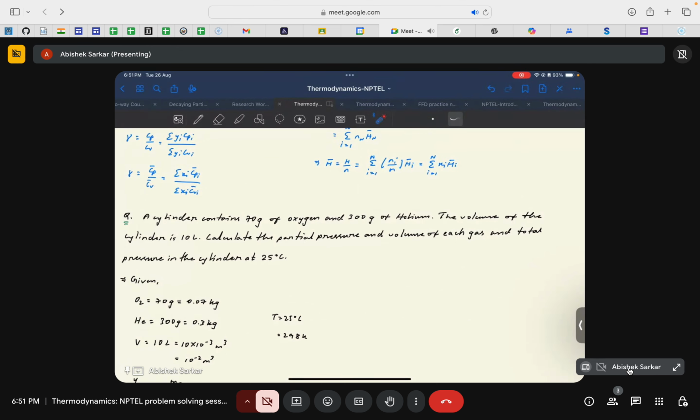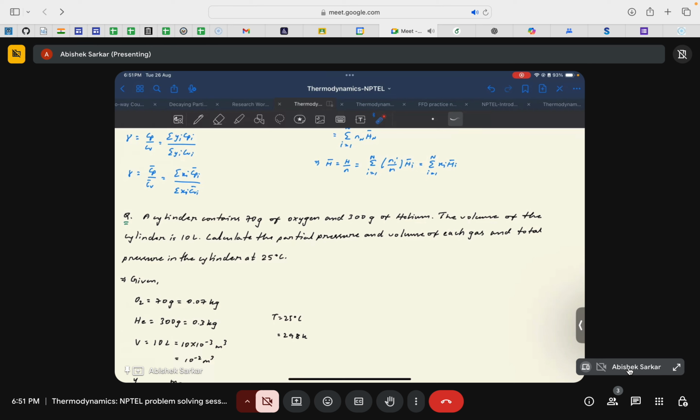Okay, so let us go through it and see how we can obtain it. Again, a good way to start is, since the masses are given, you can find the respective mass fractions.